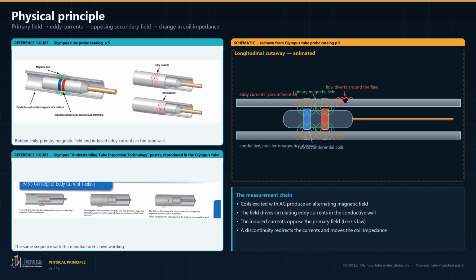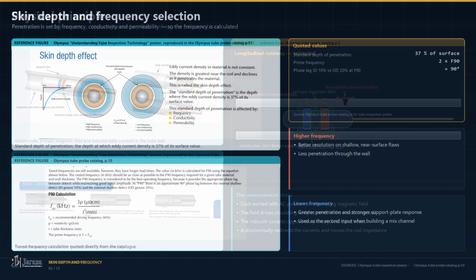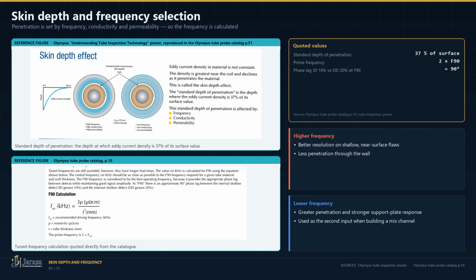Drive current, primary field, eddy currents, opposing secondary field. Introduce a discontinuity and the current paths divert, the opposing field changes, and the coil impedance moves. That movement is the entire measurement. Eddy current density is highest next to the coil and decays with depth. The standard depth of penetration is where density has fallen to 37% of its surface value, set by frequency, conductivity, and permeability. So frequency selection is a calculation.